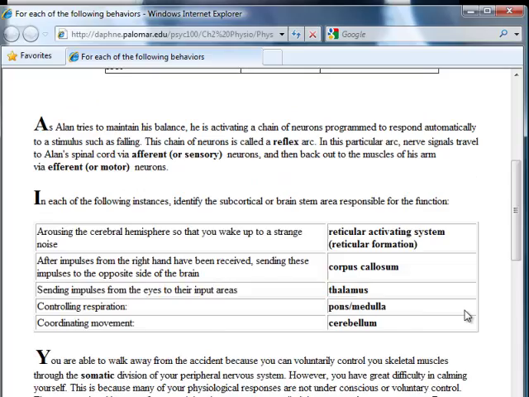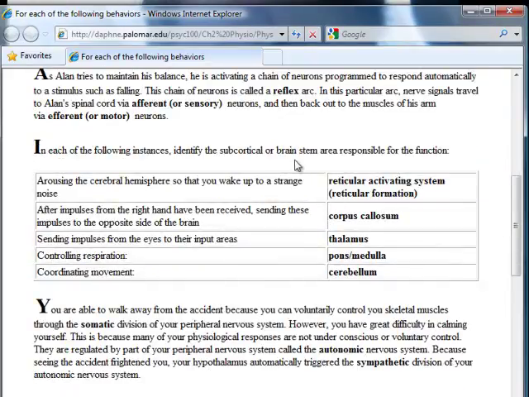The next series has to do with this reflex arc, and it's pretty straightforward. Afferent neurons carry sensory information to the spinal cord and brain, and then efferent or motor neurons carry them back to the muscles. The next activity had to do with subcortical or brainstem area. So we know it's below the level of the cortex here. And I was looking for something specific. So many people put hindbrain. That's too general. You have to be more specific.